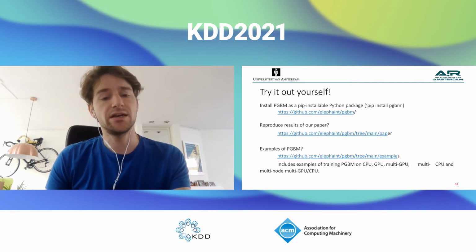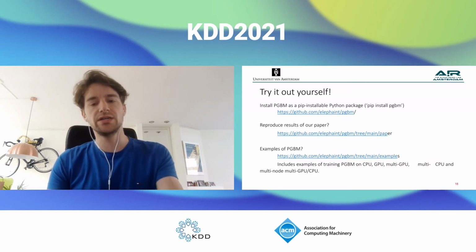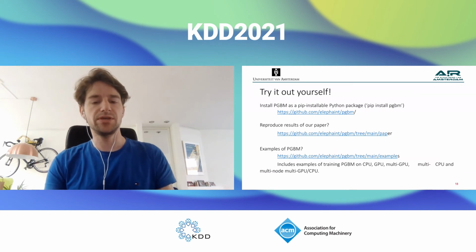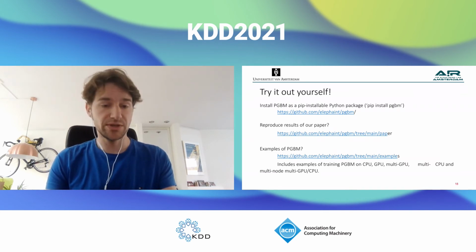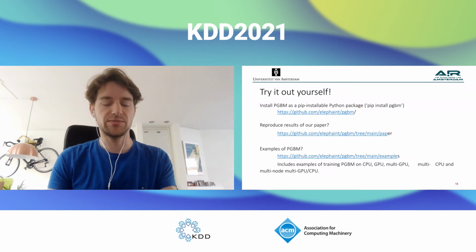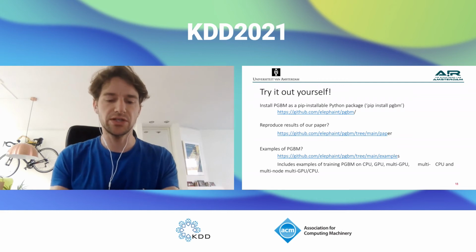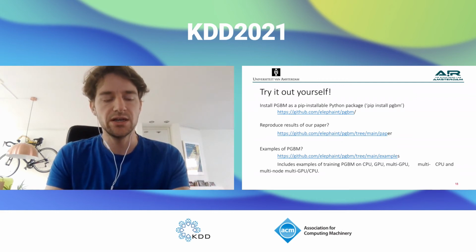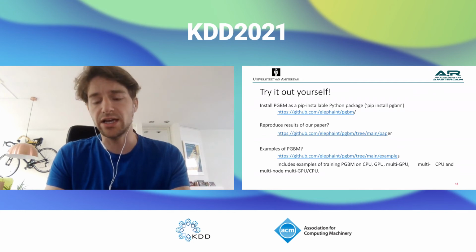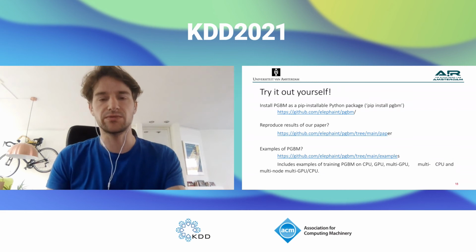And finally, examples. We provide a lot of examples in the GitHub repository, including training PGPM on CPU, on GPU, on multi-GPU, on multi-CPU, and also on multi-node multi-CPU and GPU, which means you can scale your problem to infinitely large dataset sizes, where we see near linear scaling of performance. And again, we refer to the GitHub repository for examples thereof.